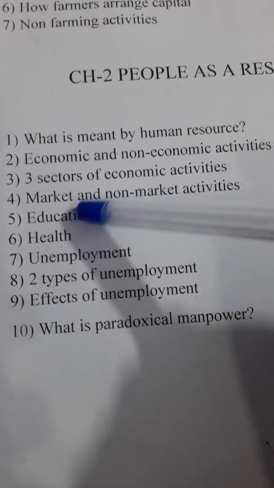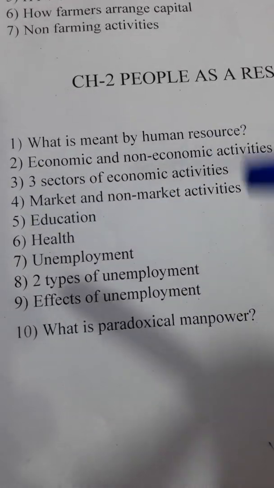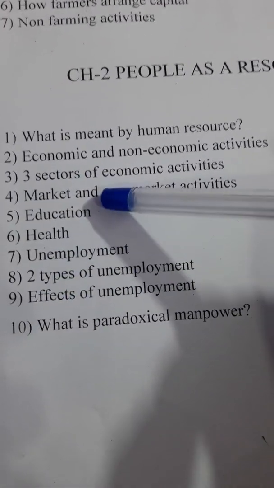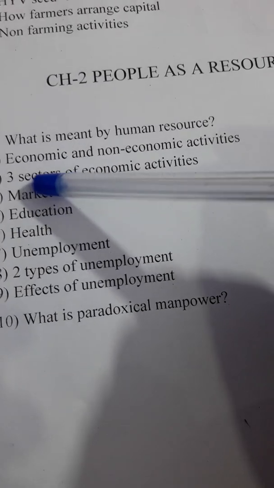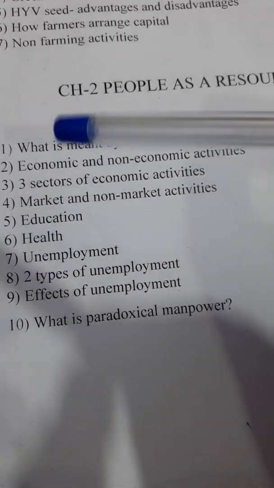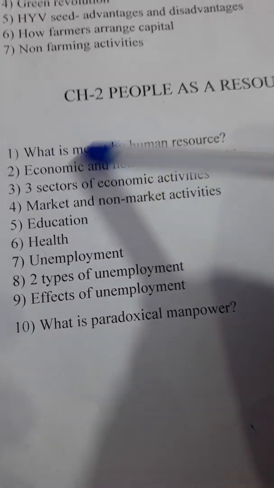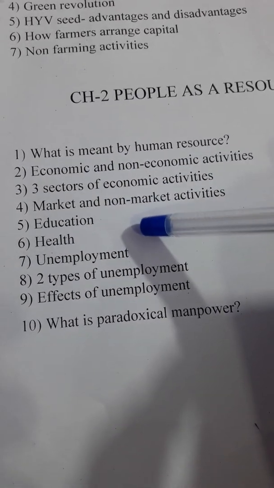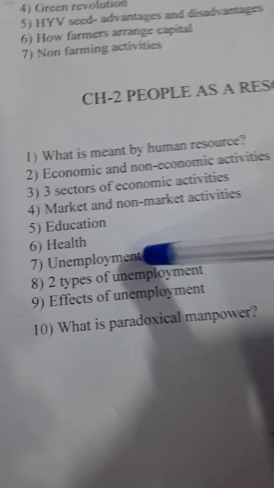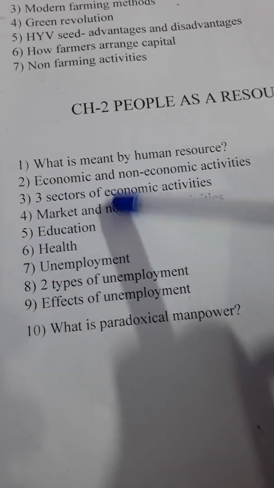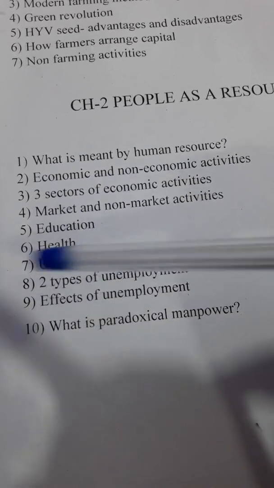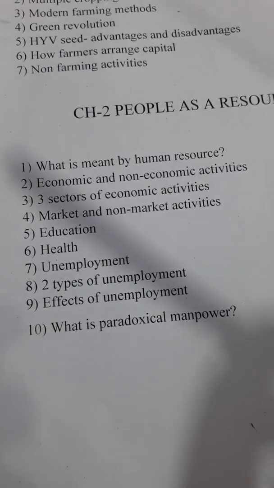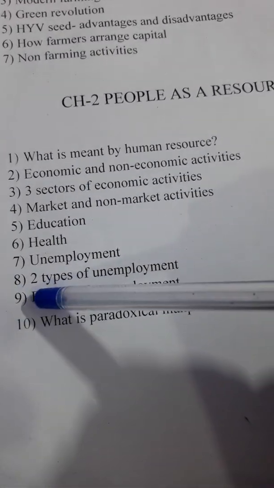Now again, you have to differentiate between market and non-market activities, which are part of economic activities. Now in the chapter there is a detailed description about education and health. You have to mark all the important points from the book and learn them, because so many questions can be made from these concepts. Now the seventh point is unemployment. What is actually unemployment? You have to answer that in this question.